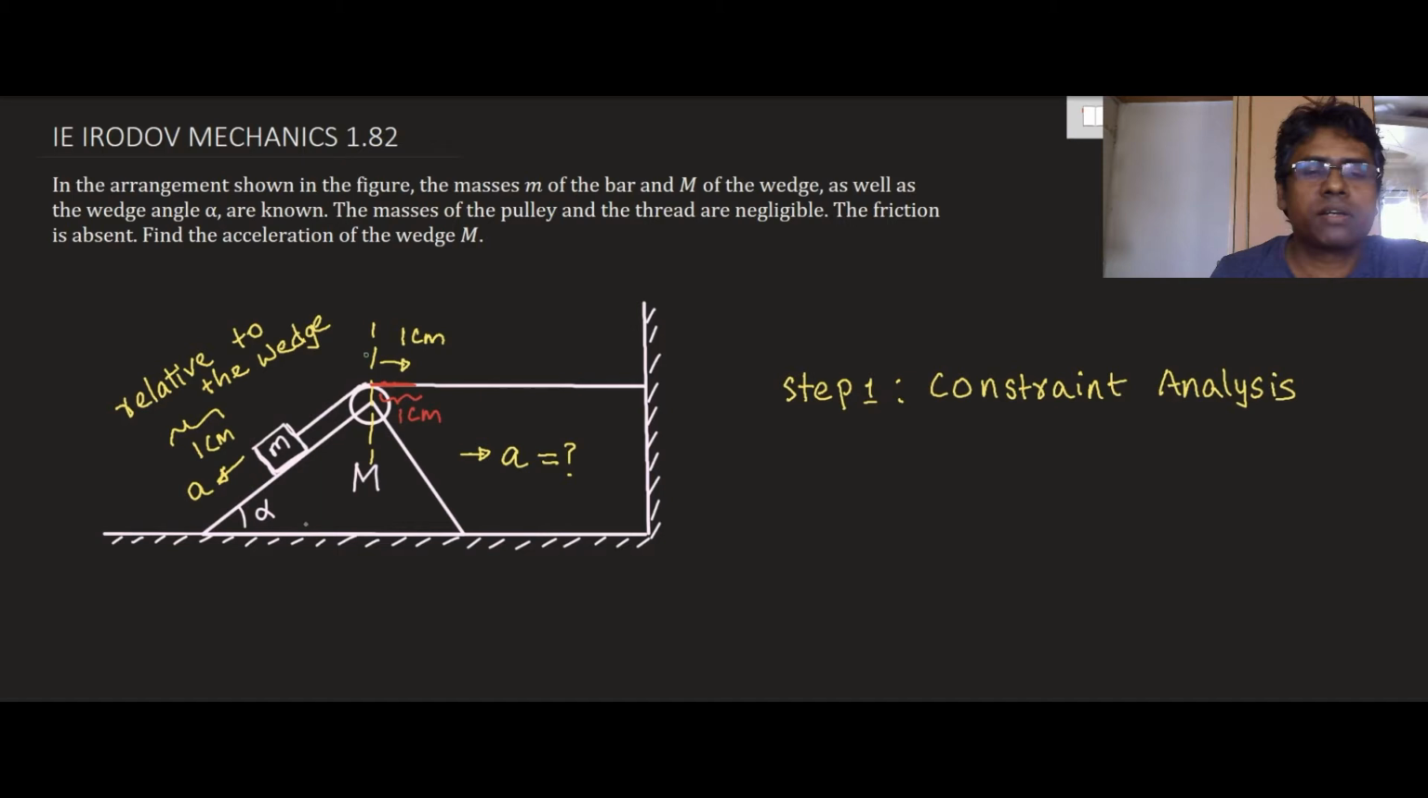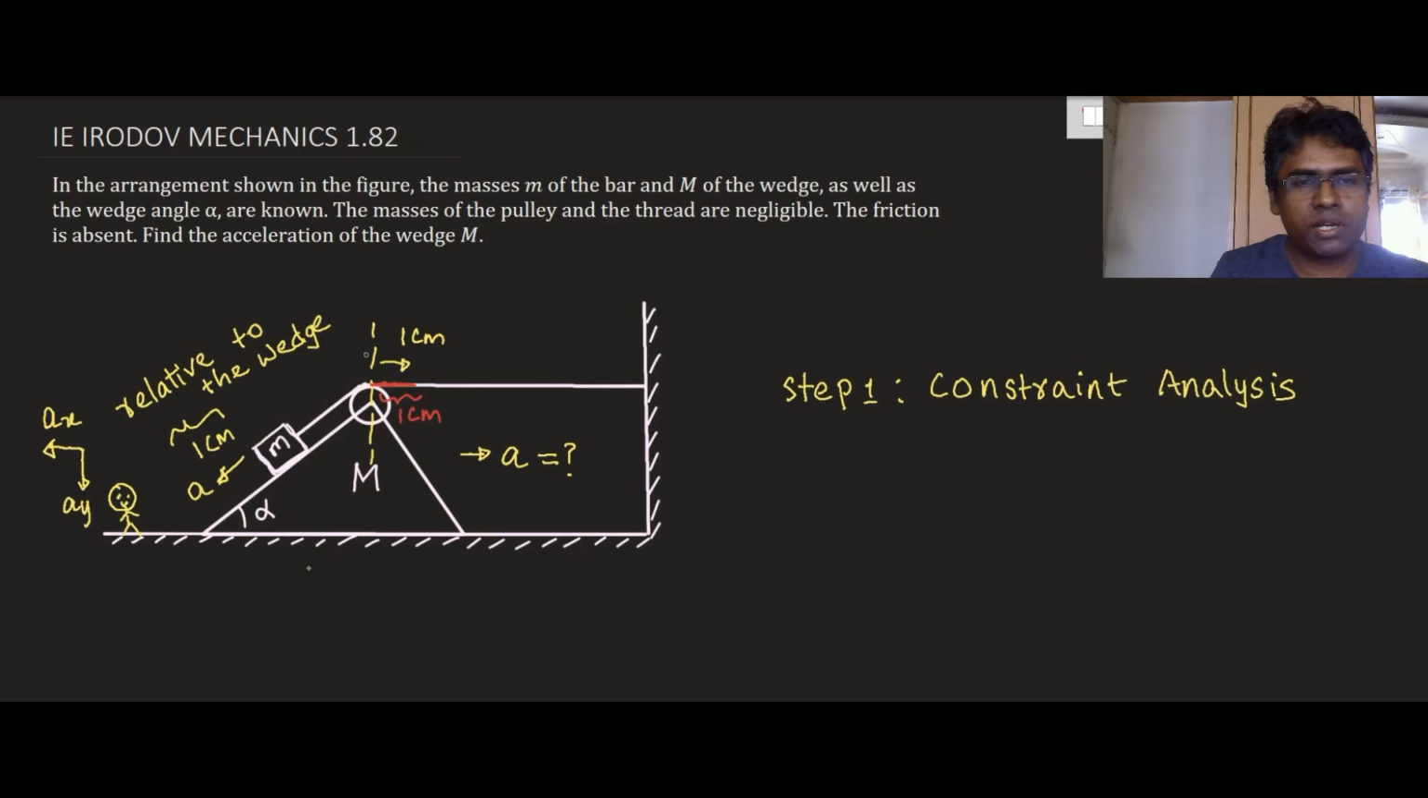Now another way to think about it is, if I look at the block with respect to a person standing on the ground, let's say there is an observer standing on the ground. With respect to this observer, let's say the block has acceleration ax horizontally to the left and has acceleration ay in the vertically downward direction.